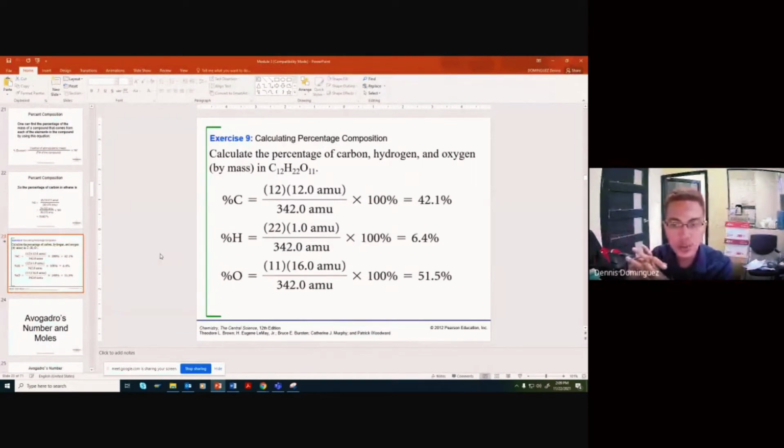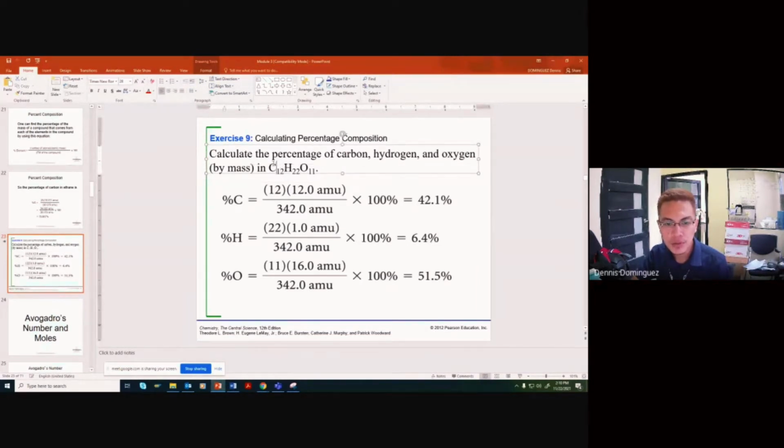Calculate the percentage of carbon, hydrogen, and oxygen by mass in C12H22O11 sugar. So sucrose. I think this is sucrose. So percent C, you just multiply 12, which is the number of carbon in C12H22O11, times the atomic mass of carbon, which is 12.01, divided by 342. 342 is the sum of the masses of each element. So the carbon is 12 times 12.01, H is 1.01 times 22, then O11 is 11 times 16. So that's 342. So the percent composition of C is equal to 42.1%.